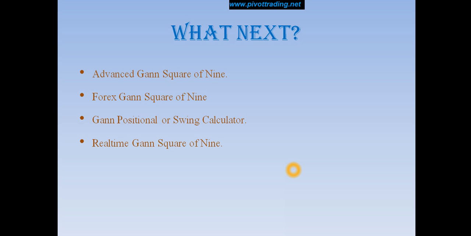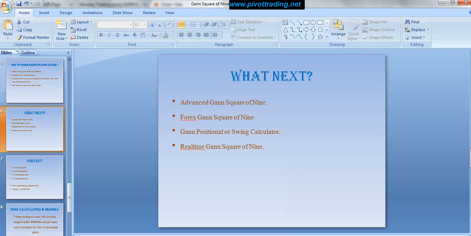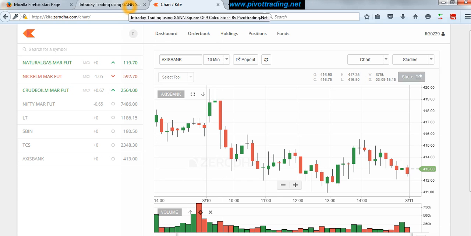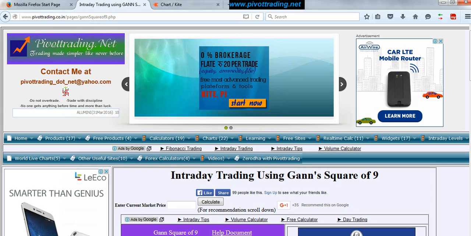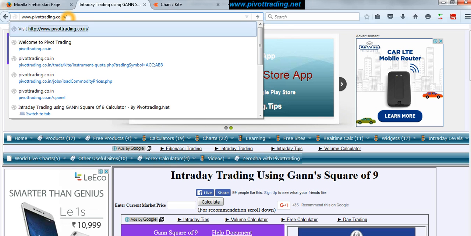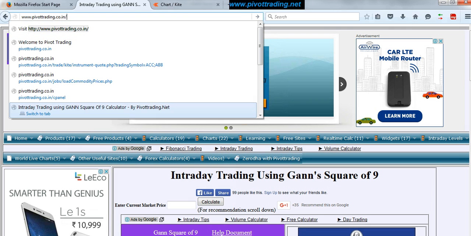Then there is again a positional or swing calculator, which will provide the positional or swing levels. So we would cover the positional calculator in some other session. And then there is a real-time Gann square of 9, which I will show you right away how you can benefit from. So let me take you to my website. Okay, so this is my website. I've just created it 2 or 3 days back, so I've not added a proper link in the menu here.